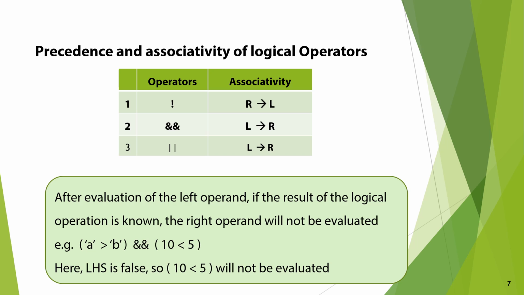That is, 10 less than 5 will not be evaluated because AND operator is used here and the LHS result is false. So of course overall result will be false in every case.